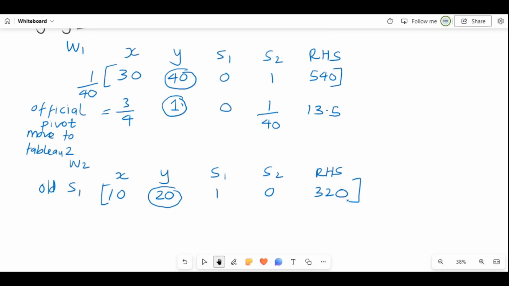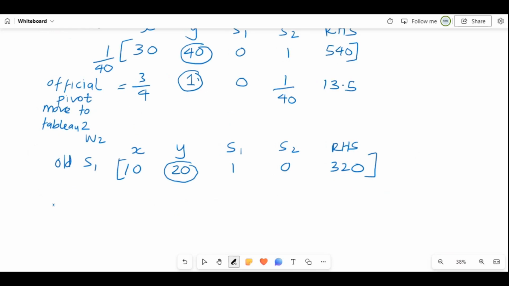And we've said that for us to make this 20 to be 0, we don't just multiply by 0, but we use the official pivot row. Not just any pivot row, but the official pivot row. And how do you know the official pivot row? The one whose pivot element is 1. So the official pivot row is 3/4, 1, 0, 1/40, and 13.5.